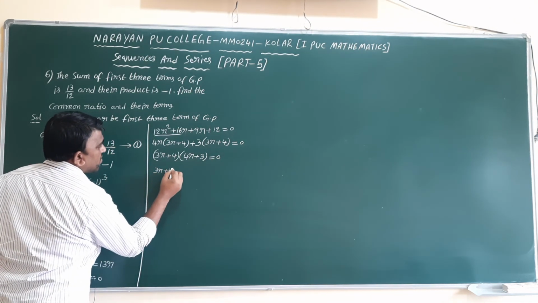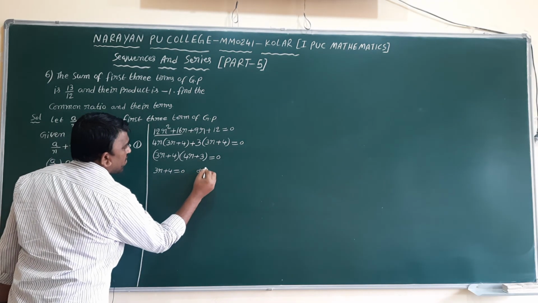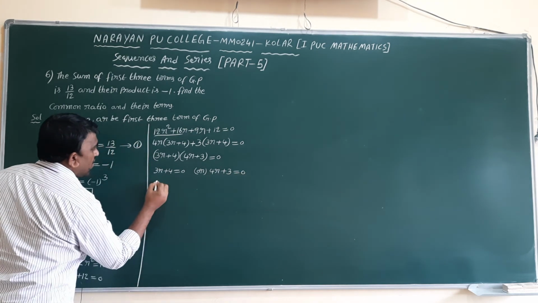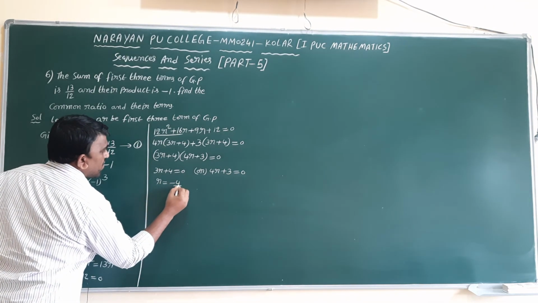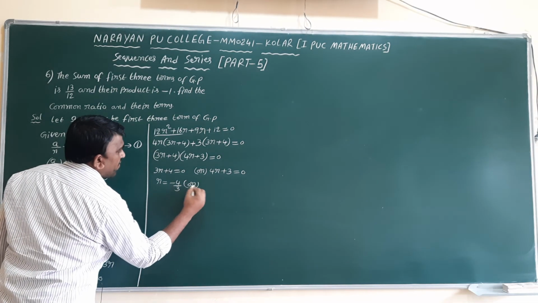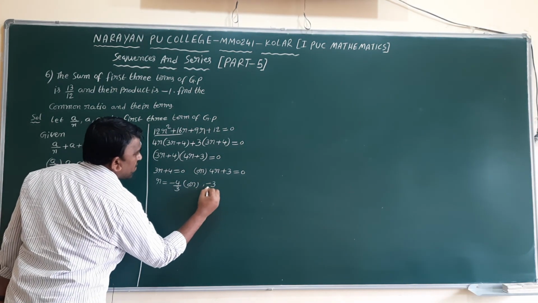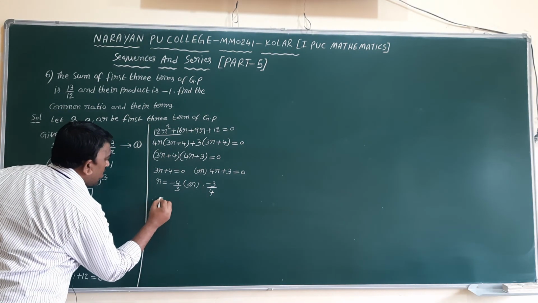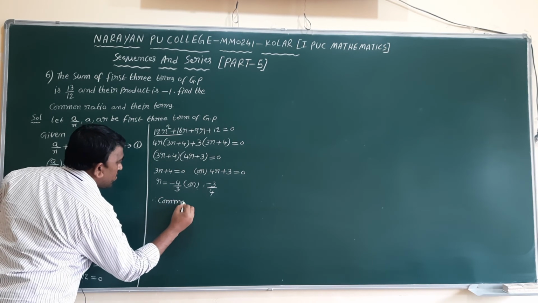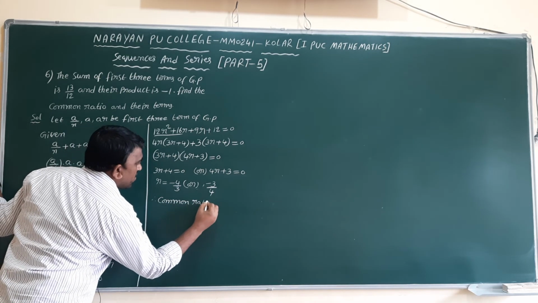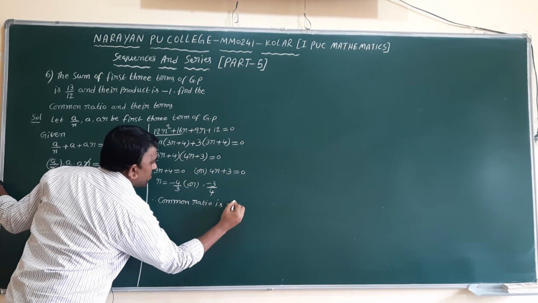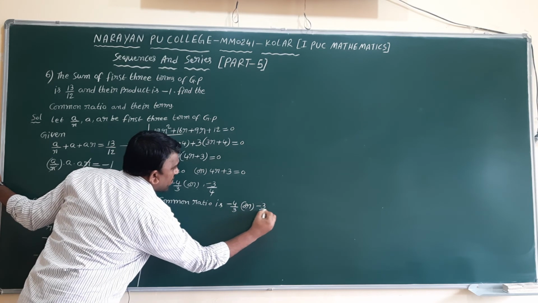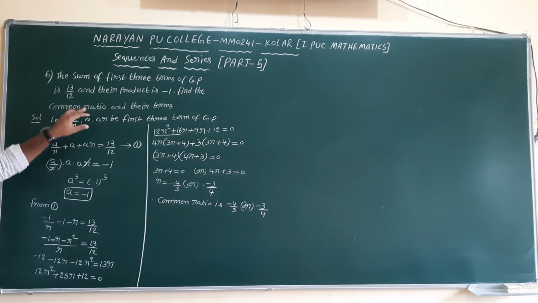3R plus 4 equal to 0, or 4R plus 3 equal to 0. Now R value is minus 4 by 3 or minus 3 by 4. Is asking find the common ratio. Therefore common ratio is minus 4 by 3 or minus 3 by 4. After finding common ratio, is asking terms also.